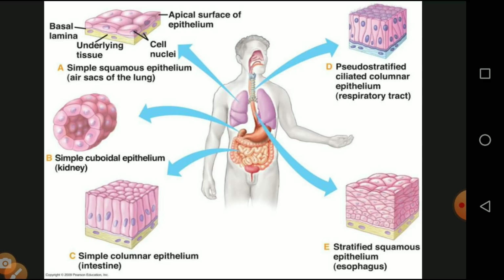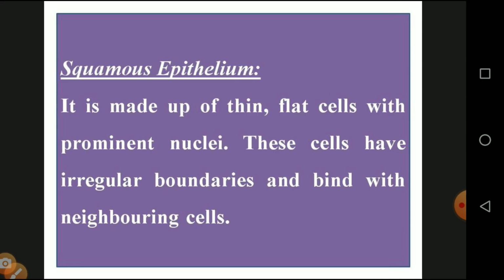So these are the special types of epithelium available in our body, and the diagram shows you that each and every type of epithelium is located in one particular place. That is called the locality of the epithelial tissue, which is given in this diagram. Squamous epithelium is made up of thin, flat cells with prominent nuclei, which means the cell nucleus is permanent. The cells have irregular boundaries and bind with the neighboring cells. So the boundaries are irregular and they are attached to the neighboring cells.